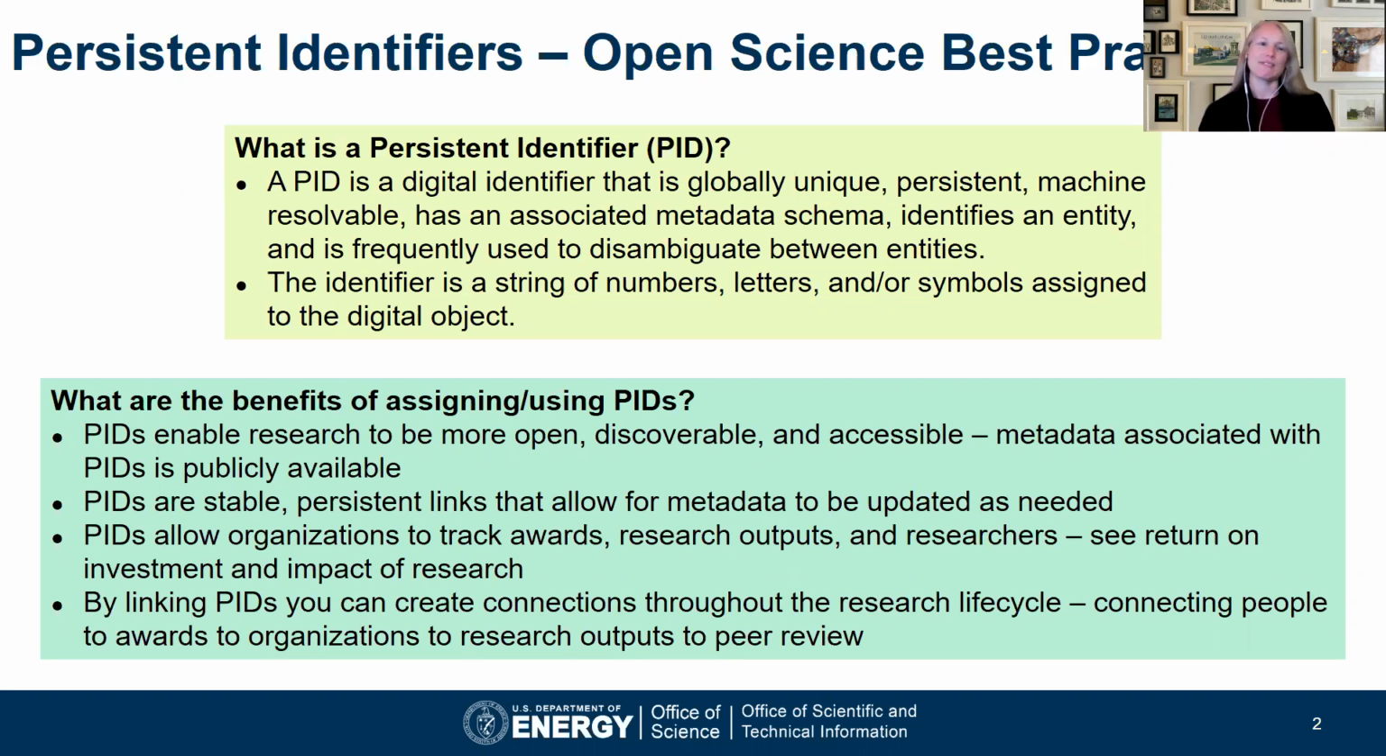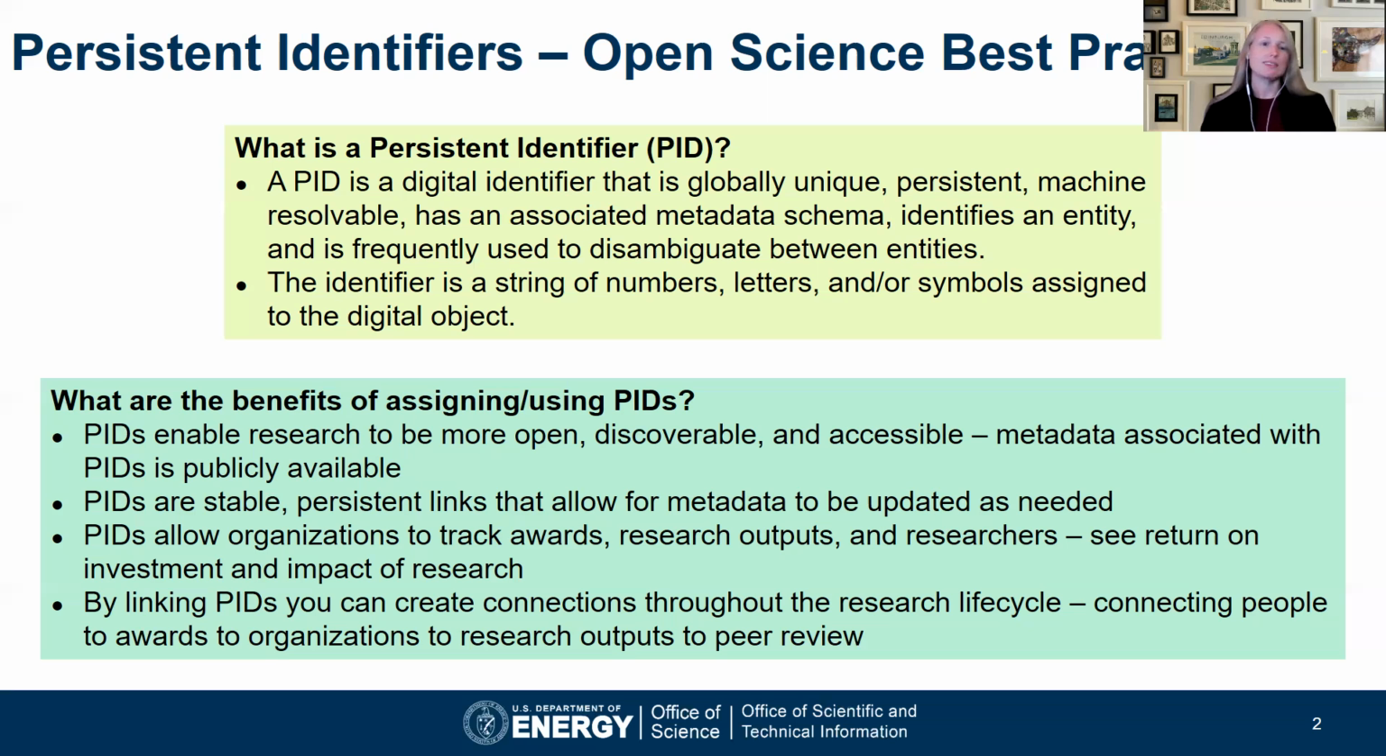And so persistent identifiers in our space, or PIDs as we call them, are defined as digital identifiers that are globally unique, persistent, machine resolvable, have an associated metadata schema, identify an entity, and are frequently used to disambiguate between identities. And disambiguation is really a key part of persistent identifiers in the open space. It's truly helpful in that respect. So the identifier itself is a string of numbers, letters, and/or symbols assigned to a digital object. And in a couple of slides, I'm going to show examples of some of these persistent identifiers.